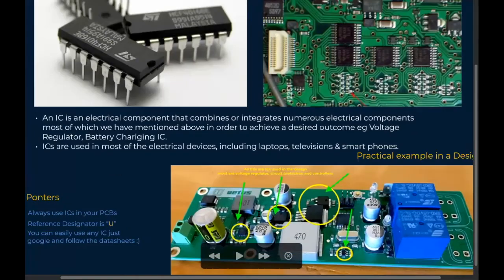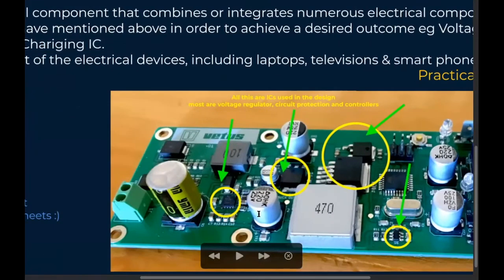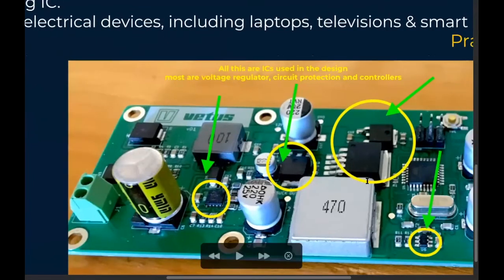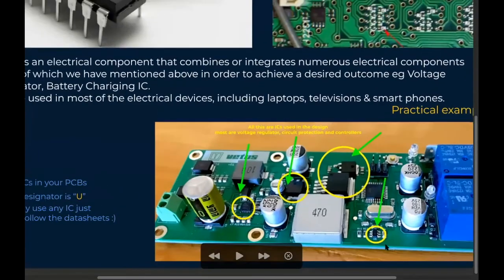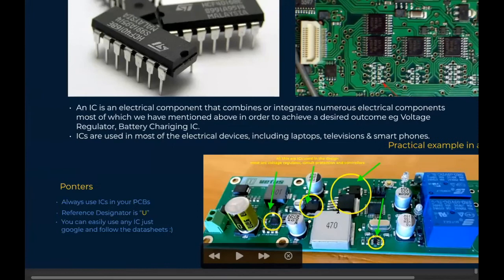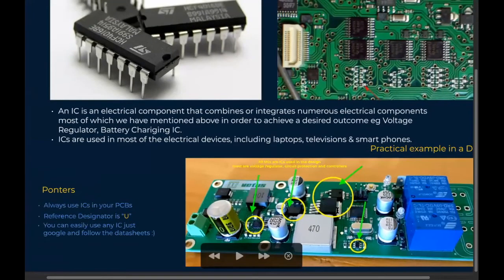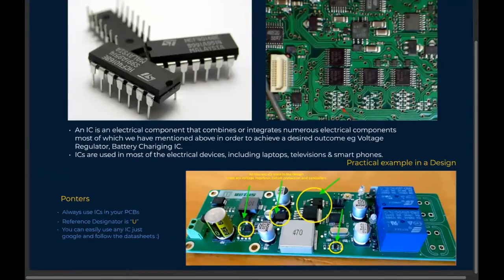An example here where I have used ICs in my PCB, you can see most of the ICs here were used. One here is for circuit protection. We had one here which is a voltage regulator, and we have another one here also. This was also a voltage regulator. So you see, the practical application is very wide and there are very many.